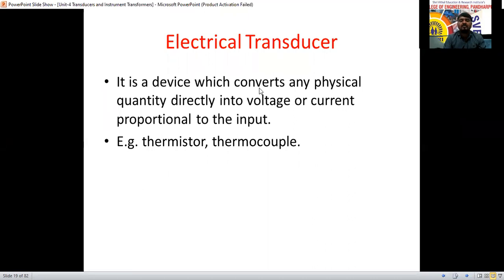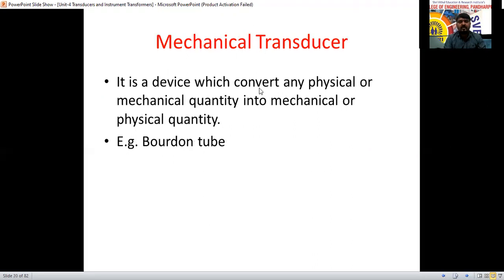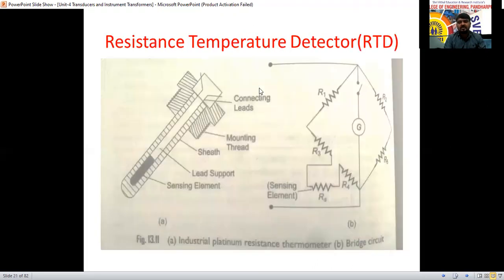The examples of electrical transducers are the thermistor, thermocouple, RTD, RVDT, solar cells, and strain gauges. These are all electrical transducers. We are going to call them electrical transducers. So it completes the classification of transducers.